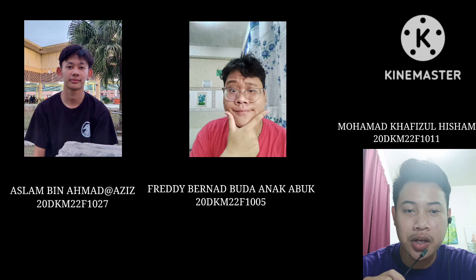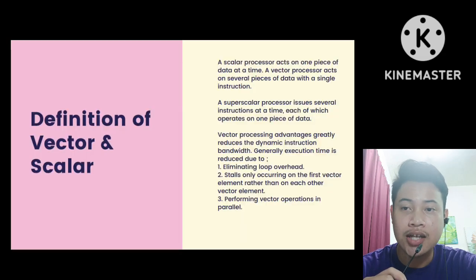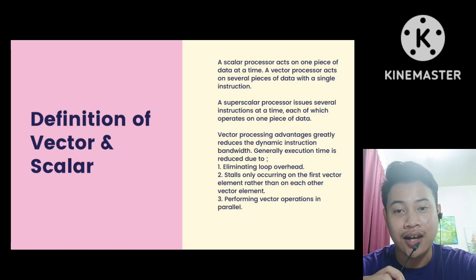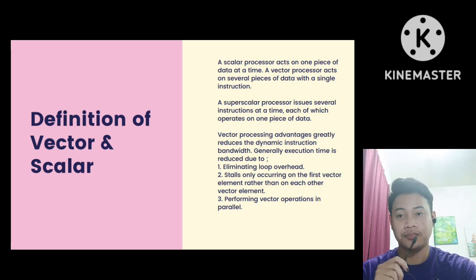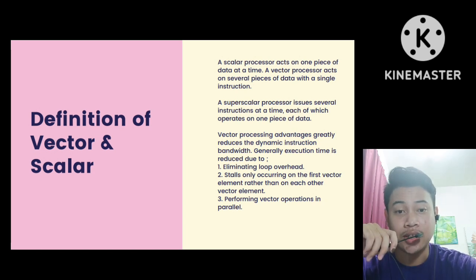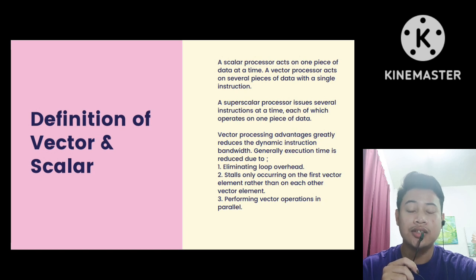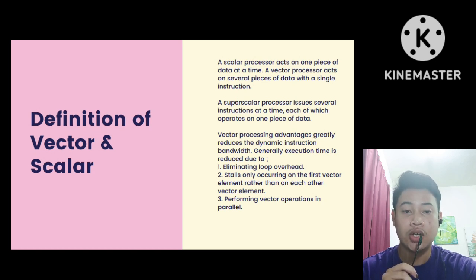Okay, I will explain the definition of vector and scalar. A scalar processor acts on one piece of data at a time. A vector processor acts on several pieces of data with a single instruction. A superscalar processor issues several instructions at a time, each of which operates on one piece of data.